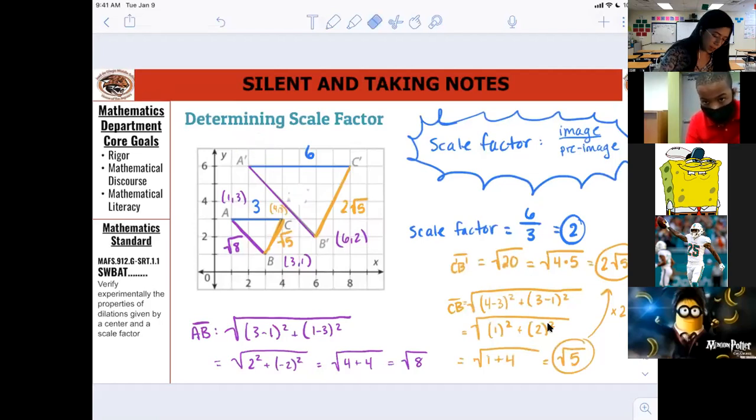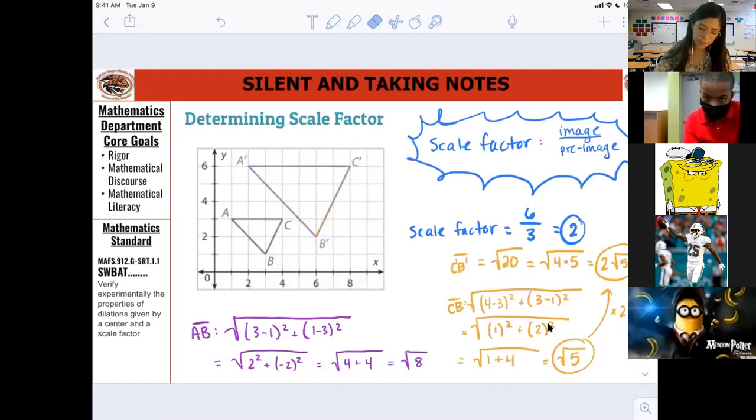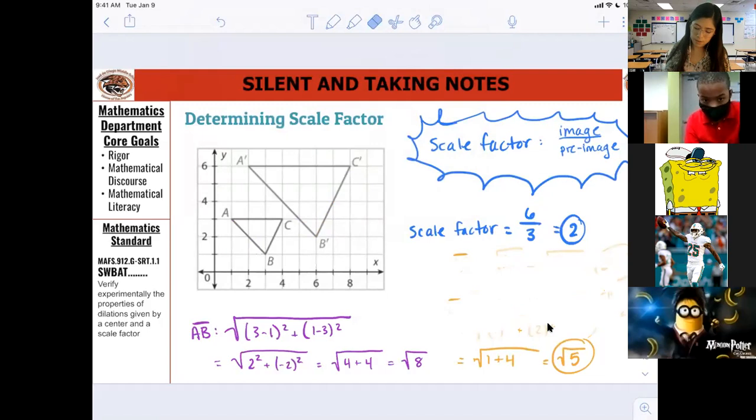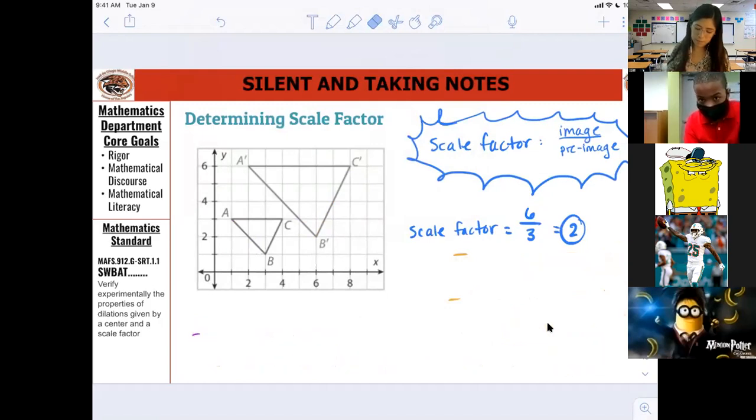Now, I'm going to erase a lot of stuff here because we do have quite a bit written down. I want to keep it nice and simple. So here's what we figured out, okay, the scale factor is 2. From the pre-image to the image, it is doubled. Now, we figured out the scale factor. Let's also think about, because we also need to understand this, where would be the center of dilation?